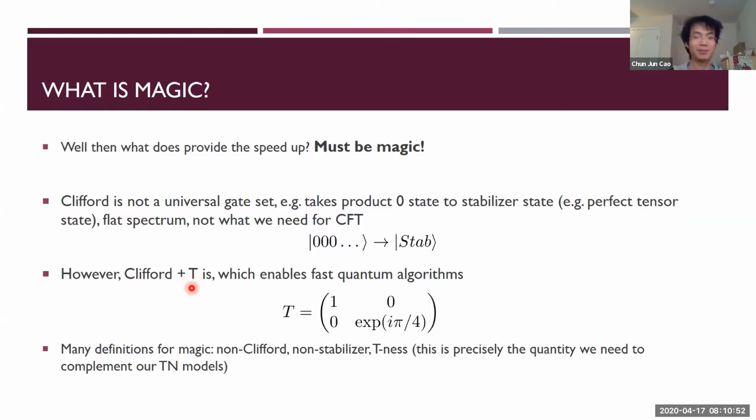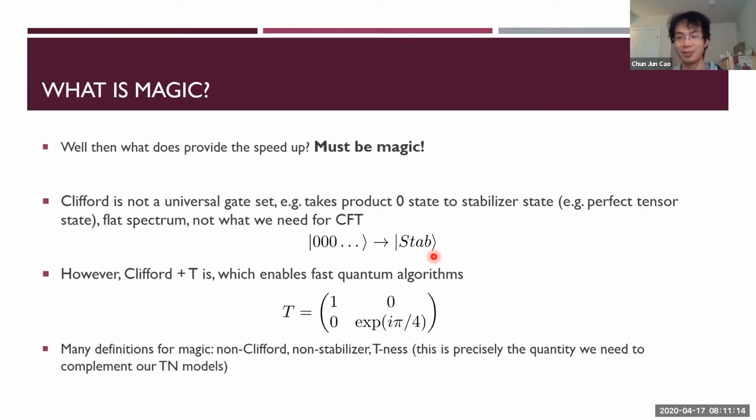So the notion is kind of stuck, as far as I can tell. There are many definitions of magic, but most of them are referring to measuring how non-Clifford the circuit is, or how far it is from a stabilizer state, the kind of states that you can get from Clifford operations.